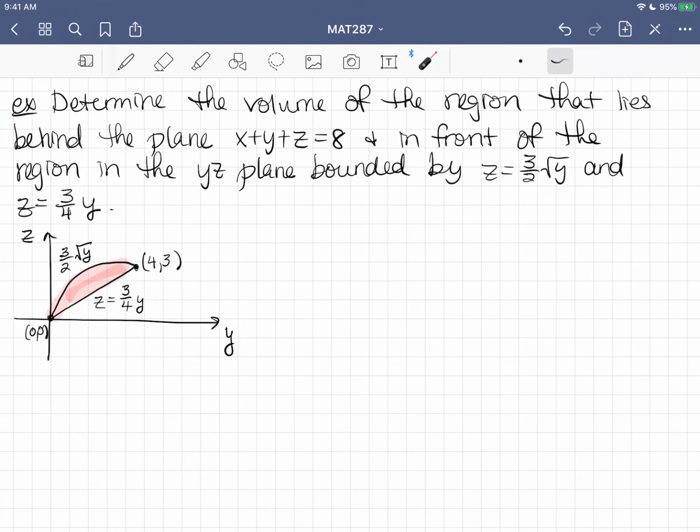All right, so in this case, it's natural to first put our bounds on x because it's easy to see that x is going from 0 here in the ZY plane to that plane x plus y plus z equals 8. Okay, so I'm going to put my bounds on x. x goes from 0 to the plane x plus y plus z equals 8, which is 8 minus y minus z equals x. All right, and now we can focus in on the yz plane to get our bounds on z and y.